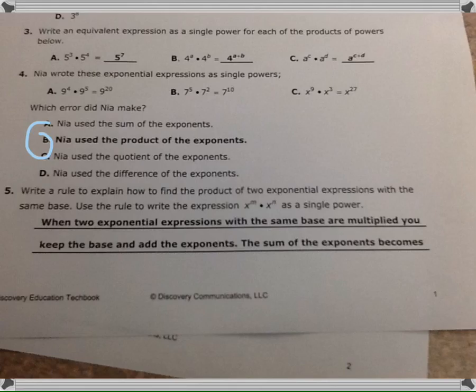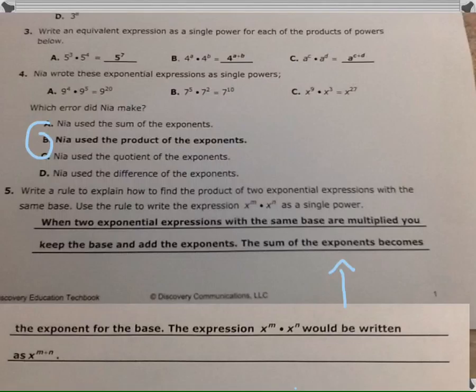Write a rule to explain how to find the product of two exponential expressions with the same base. Use the rule to write x to the power of m times x to the power of n as a single power. So the example given was when two exponential expressions with the same base are multiplied, you keep the base and add the exponents. The sum of the exponents becomes the exponent for the base. The expression x to the power of m times x to the power of n would be written as x to the power of m plus n.